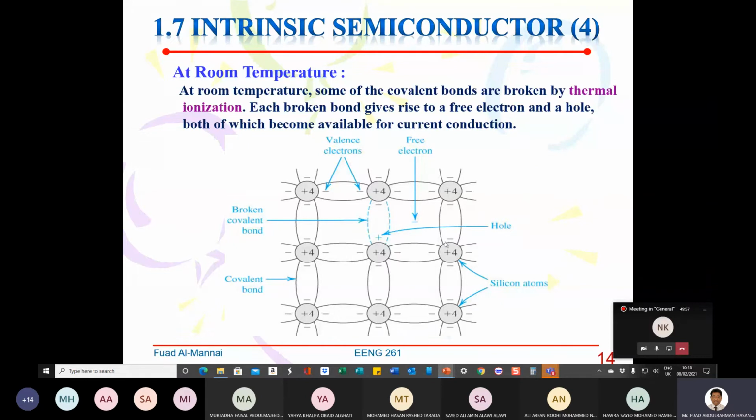As I said before, at room temperature the pure silicon crystal will act as a conductor, but at 0 Kelvin it will act as an insulator. Well, that's not good enough for us. We don't want to rely on temperature. So how are we going to improve the conductivity of the silicon?